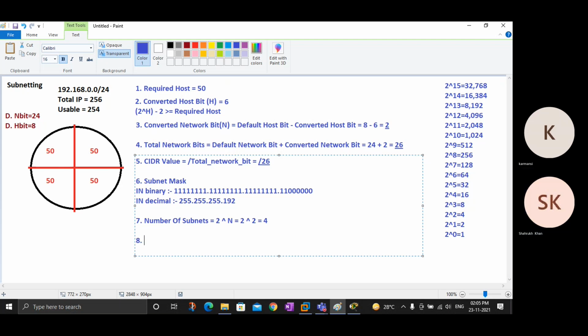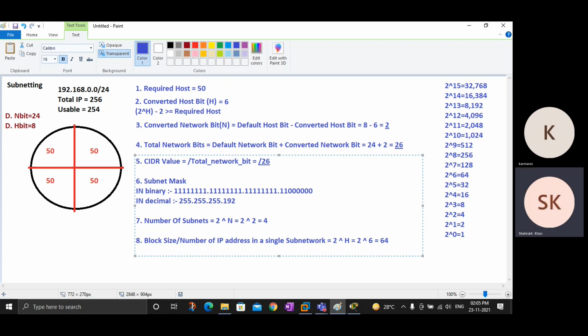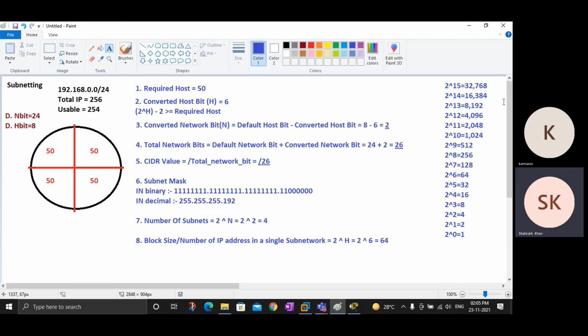And the last one is the block size, or you can say the number of IP addresses in a single subnetwork. For that we have a formula 2 raised to the power h, and the value of h is 6. So we will get 64 IP addresses in a single subnetwork. So till here we got almost everything. The last thing that we need to calculate is the range.